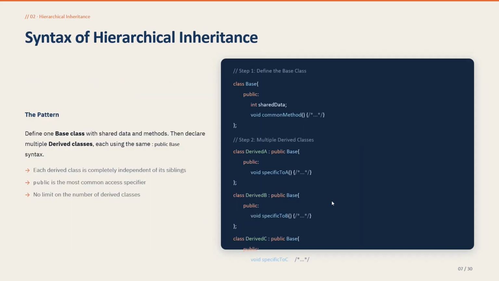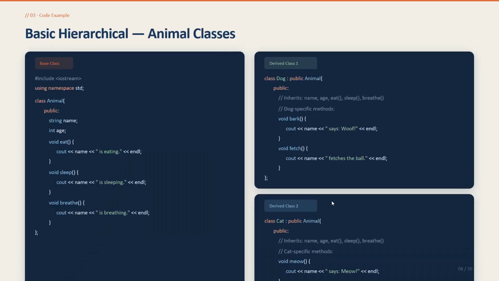So let's take an animal example more concretely. Suppose the animal class contains the name and age. It also contains functions such as eat, sleep, and breathe. Now we derive dog from animal. The dog automatically gets access to the inherited members and additionally defines some functions like bark and fetch.